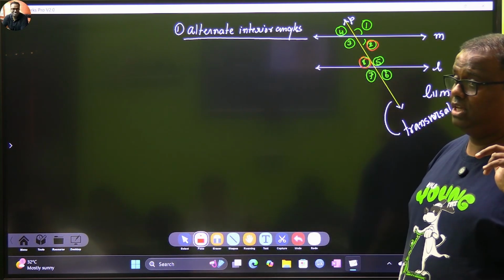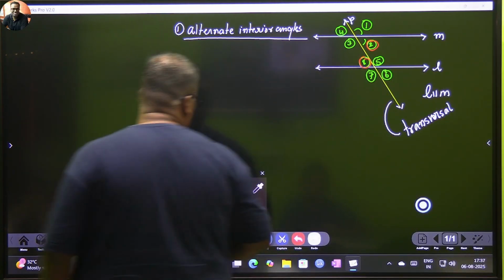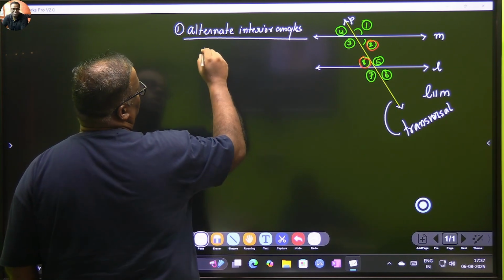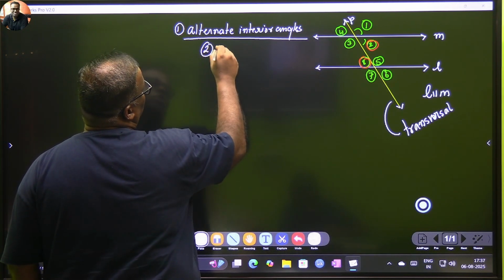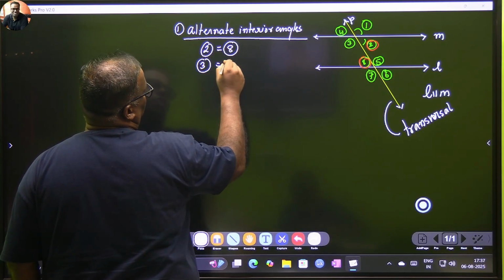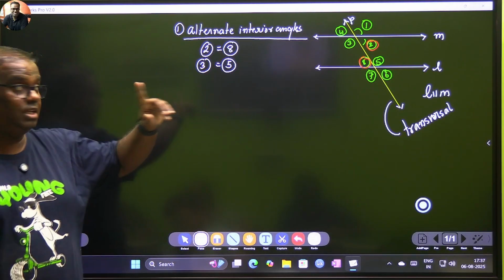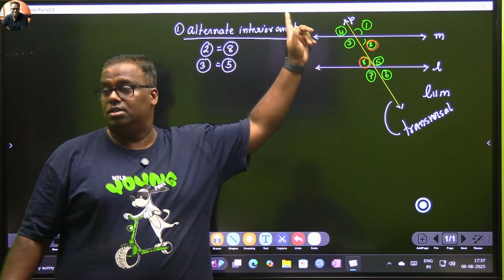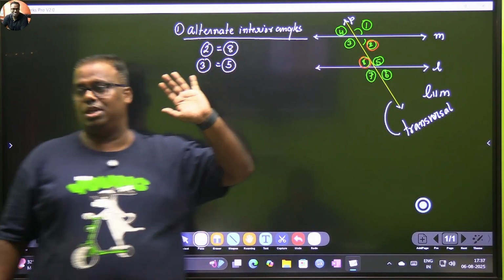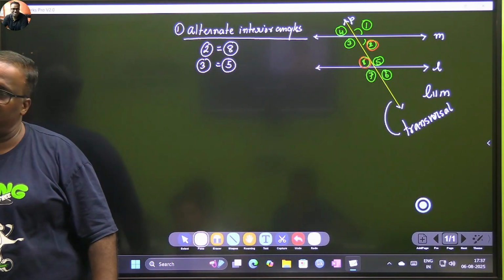You cannot forget the name and you cannot forget the relation. So I would write that alternate interior, meaning whatever is in the interior zone, angle 2 will always be equal to angle 8, and angle 3 will always be equal to angle 5. Just don't write this for any formation. The criteria is parallel lines and a transversal. If the lines are not parallel and a transversal is drawn, then this is not true. Then the alternate interior angles will always be equal. Are we fine on this?